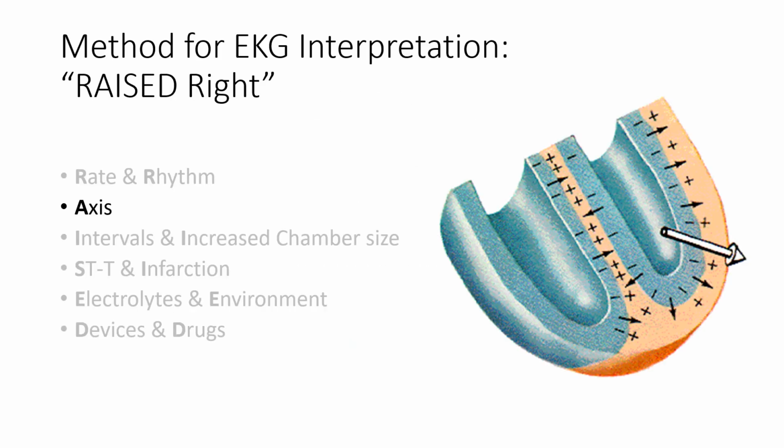So in our method of assessing an EKG using a kind of mnemonic checklist, we're using the RAISED RIGHT method, and we've just covered in our video series so far rate and rhythm. We are now moving on to axis.